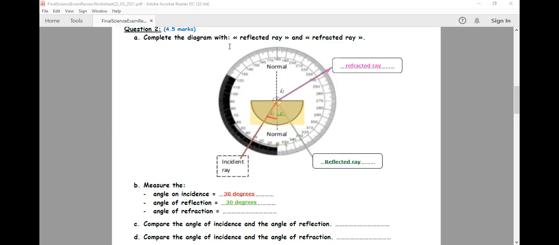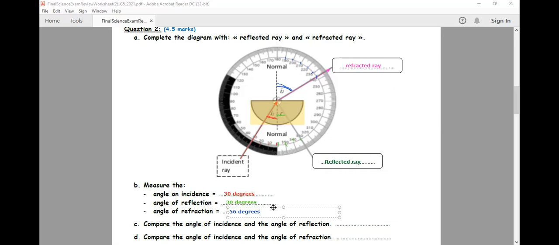But refraction was bent. It is bending. Excellent, Hadi. Let's measure it. 0, 10, 20, 30, 40, 50. It's almost 56 to 57 degrees.